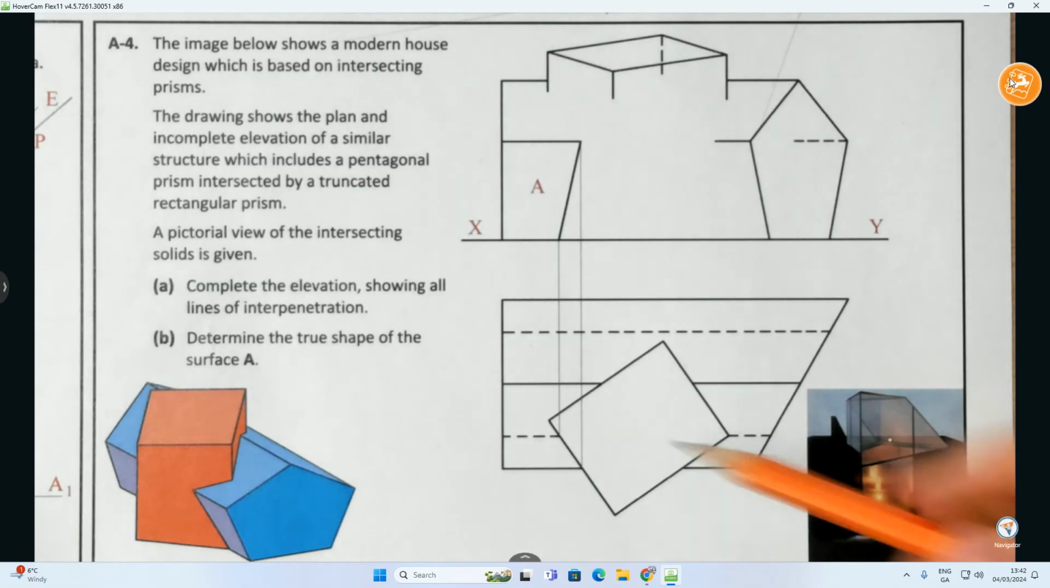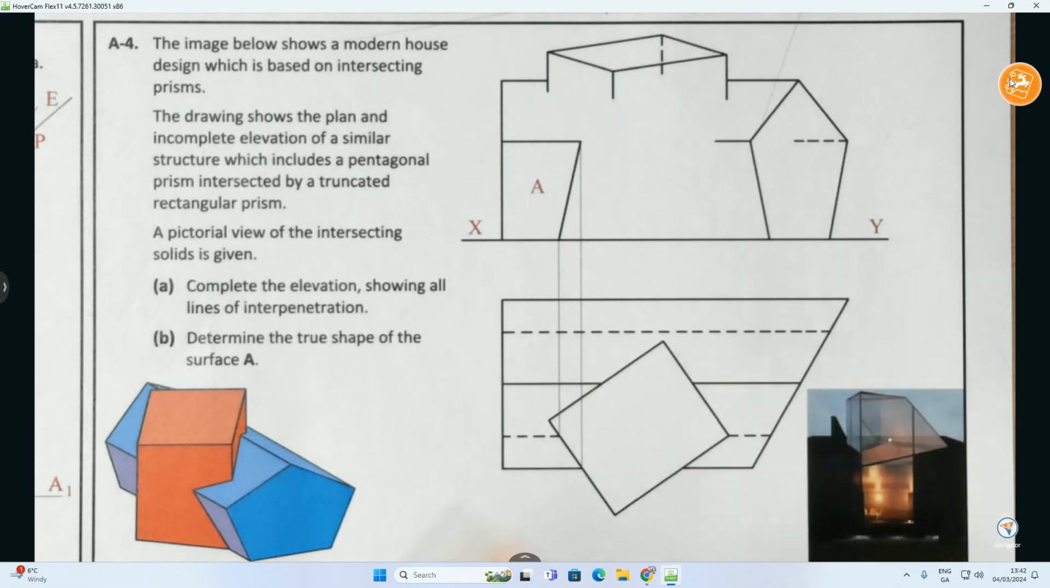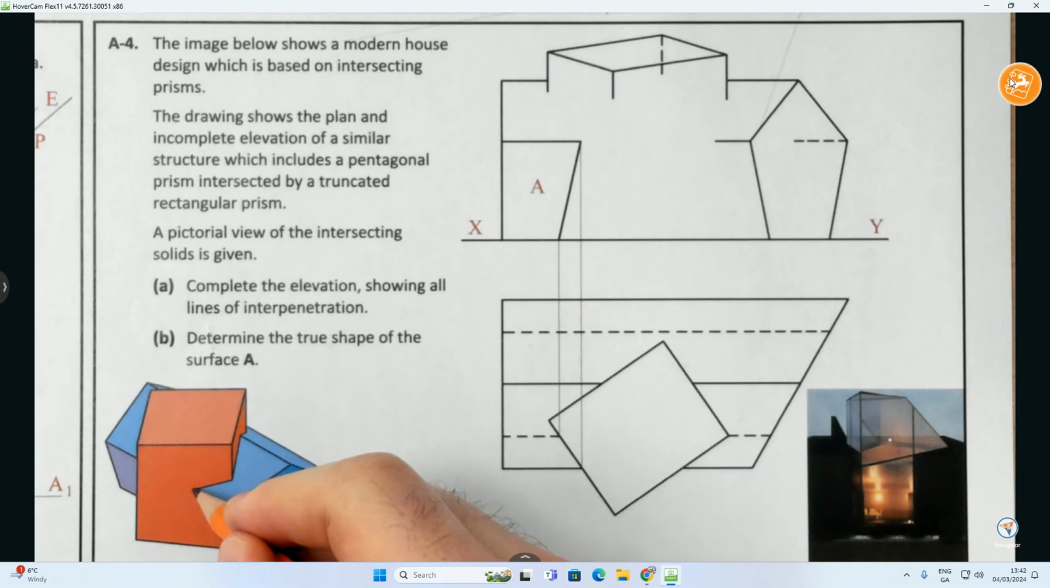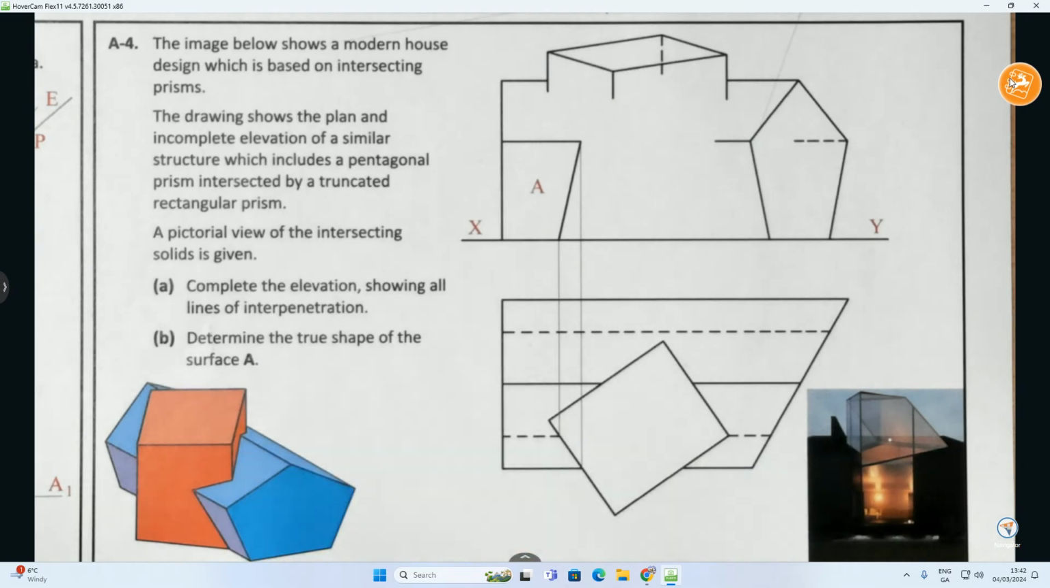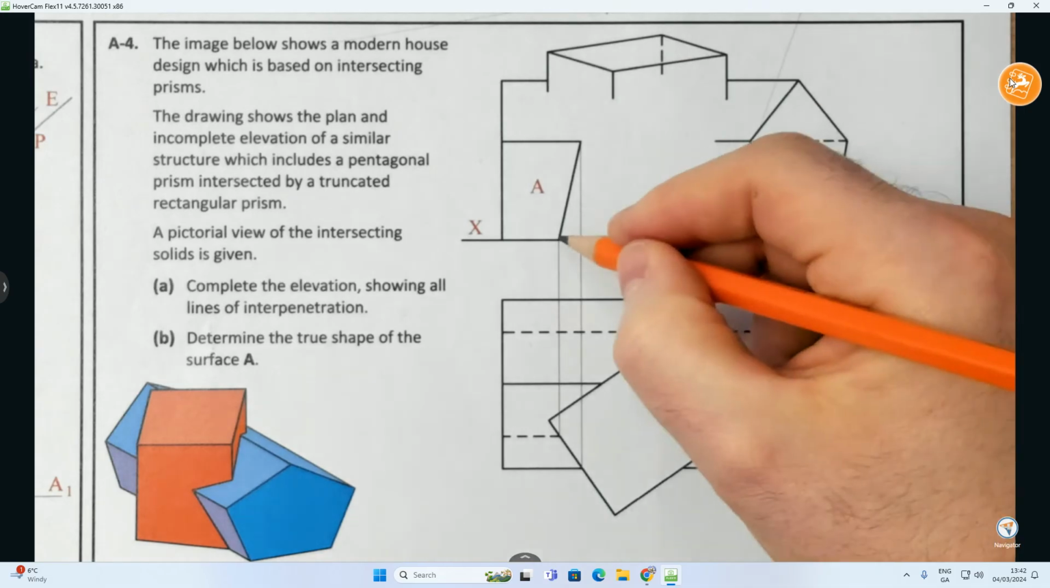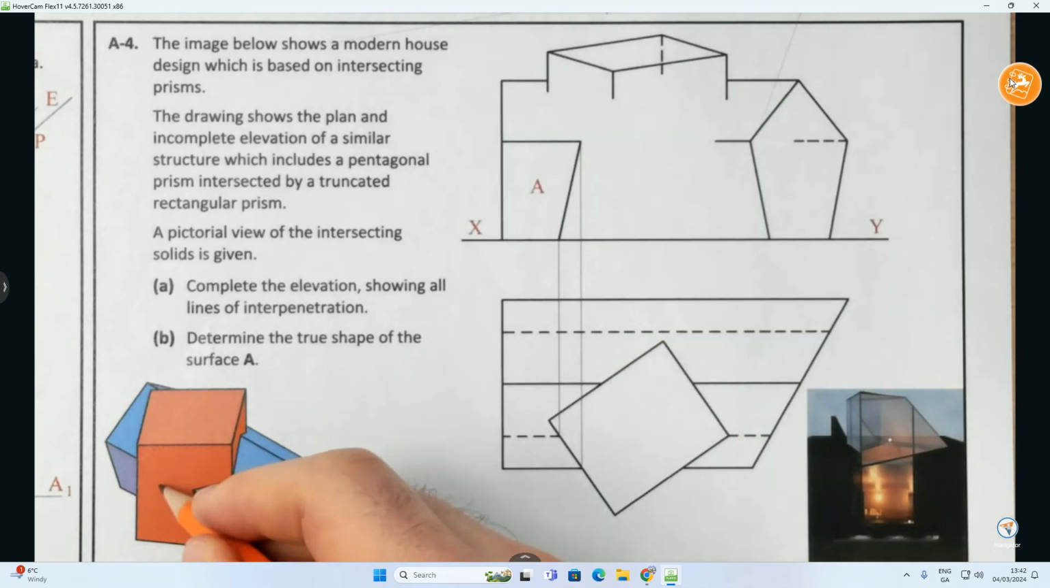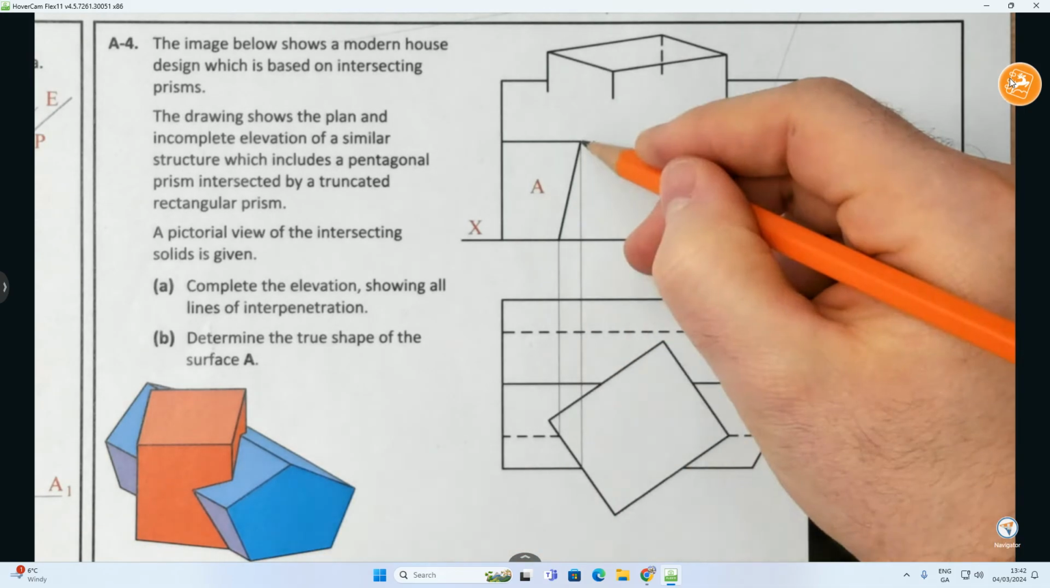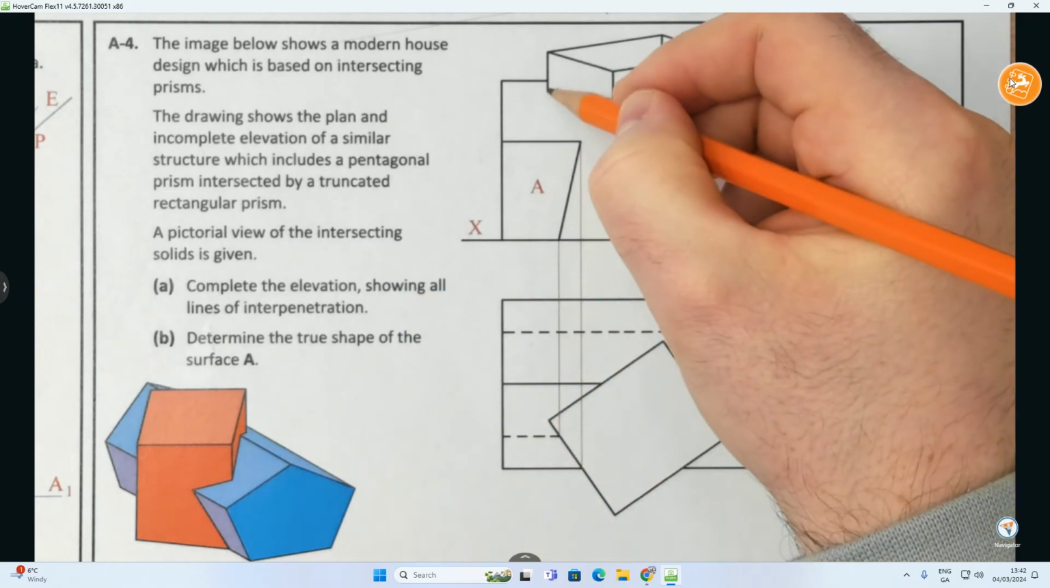What they're basically saying is where this kind of solid is intersecting the pentagonal prism, we're going to find these lines of intersection here, where they're cutting up. So we have to find those. Now, they've technically already given us one line, which is the one we don't see on the pictorial. They've given us this one. We have to find, let's say, where this one is.